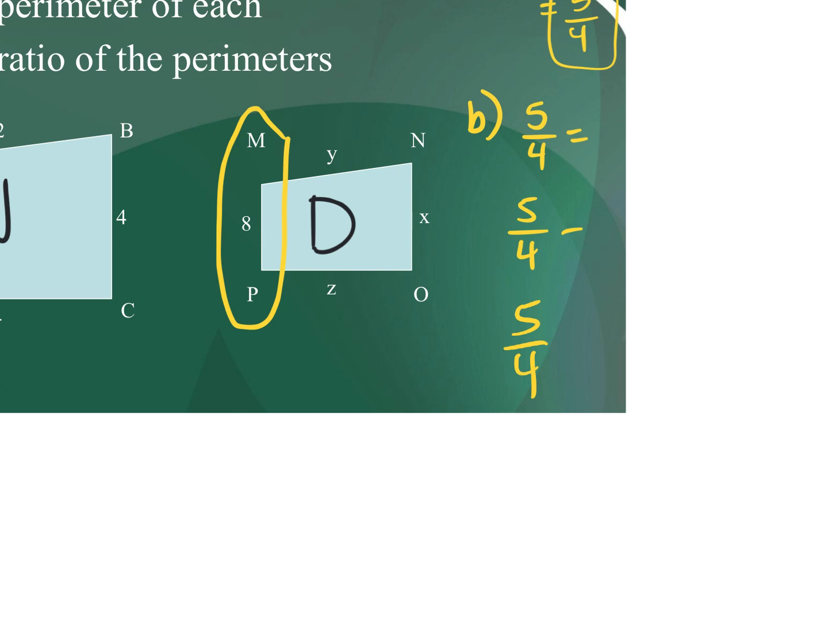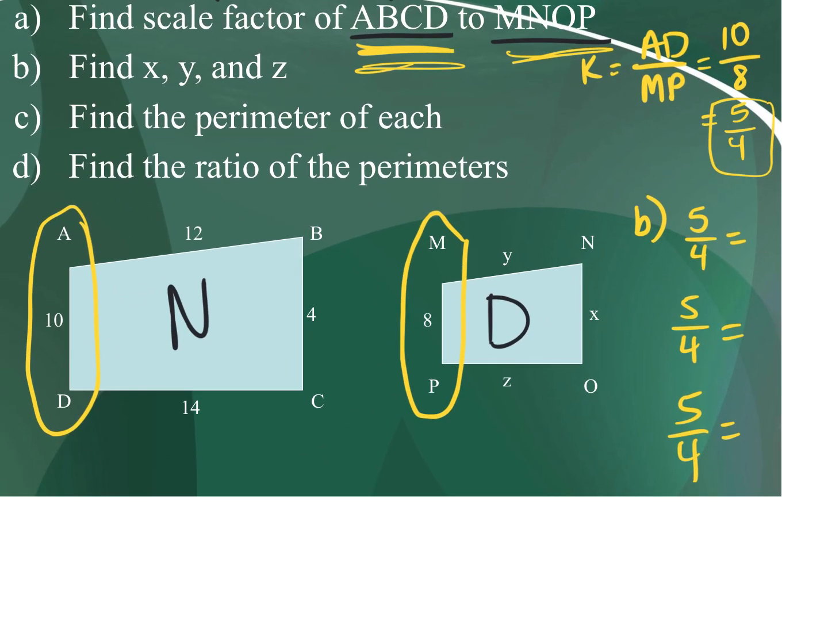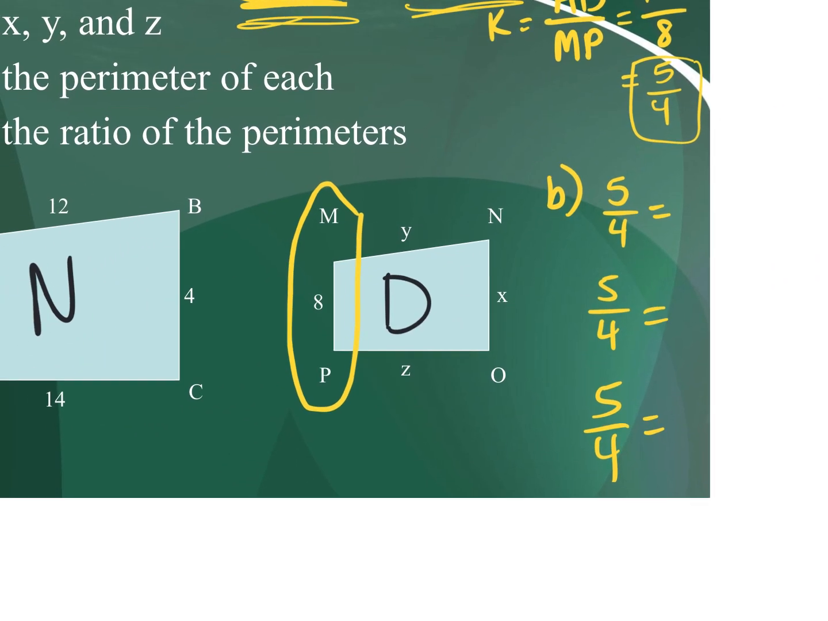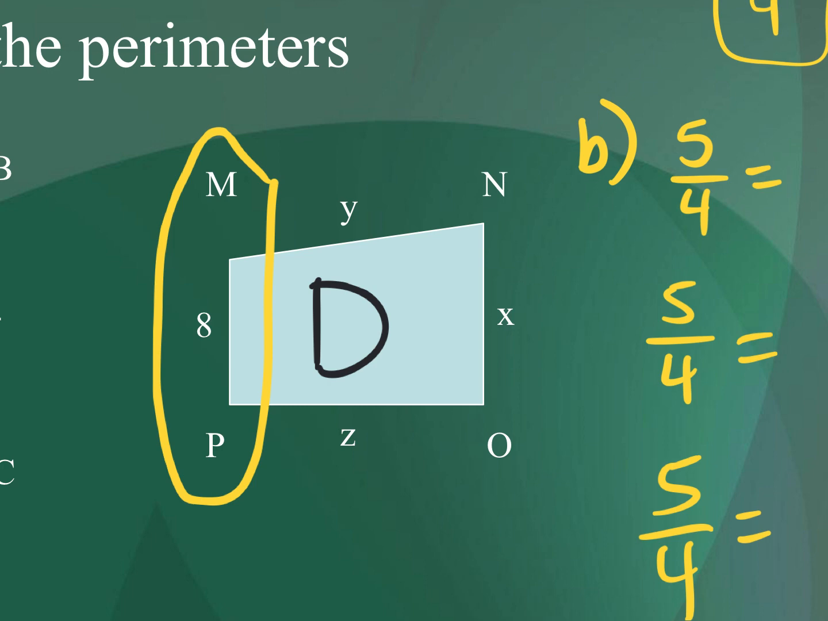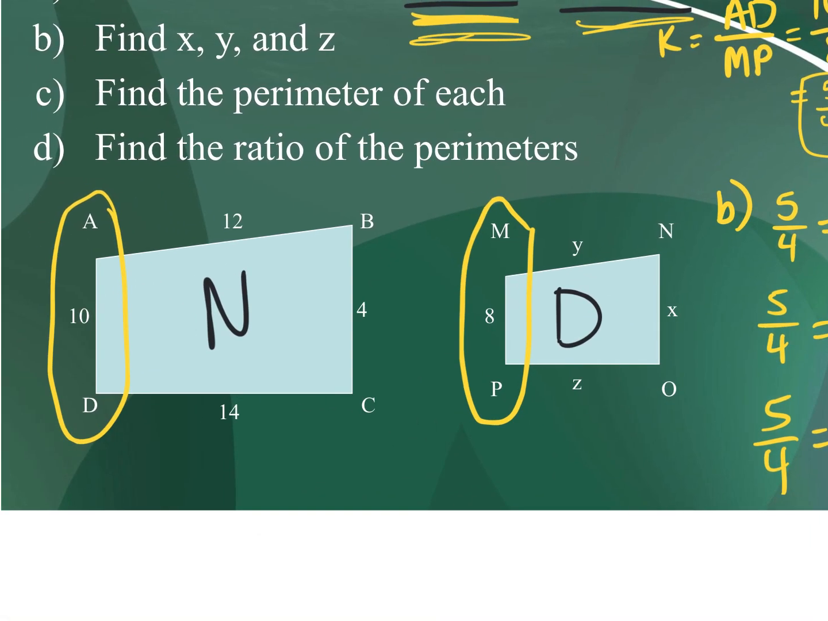So we're going to set up 3 proportions. One involving x, one involving y, and one involving z. Let's do x's proportion first. So for x's proportion, x is represented by NO. Do you guys agree? What is the corresponding side to NO? BC, or 4.